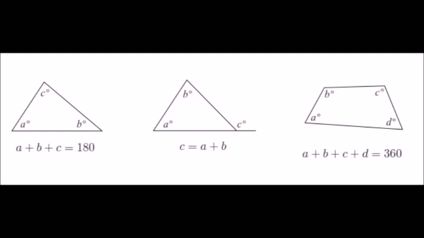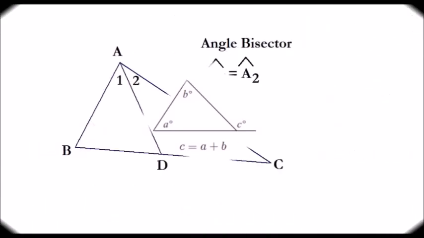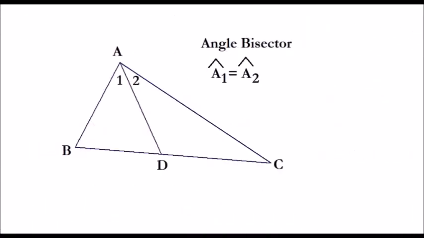The size of the exterior angle of a triangle is equal to the sum of the interior opposite angles. As we can see, C equals A plus B. And the sum of the interior angles of a quadrilateral is 360 degrees. That is, A plus B plus C plus D gives 360.